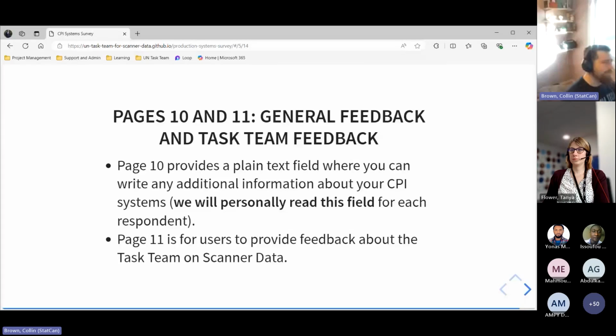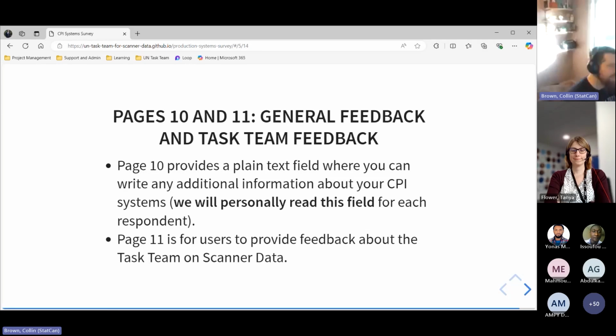Page 10 and 11 are the last part of the survey. Page 10 is just a plain text field where you can provide any feedback about the survey. I think it's quite general, just feedback of any kind, anything that wasn't included in the questions. We'll personally read all of these. There's only about 200 instances of the survey, so we will personally go through, read them, and acknowledge anything you write there.